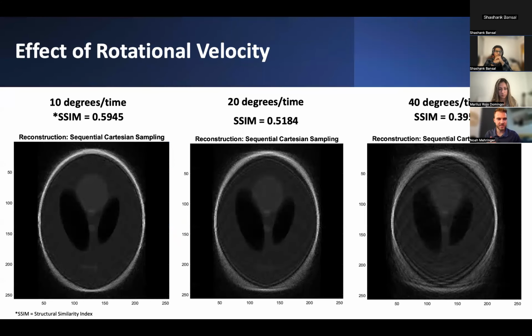And then additionally, we tested the effect of different rotational velocity. On the left here, we have a phantom rotating at 10 degrees per unit time, going all the way to 40 degrees per unit time. And you can see pretty clearly that the degree of blurring increases with increased velocity. For a quantitative metric, we calculated the structural similarity index between the moving image and the still image to get a sense of how similar the images are. And you can see that that decreases with increasing velocity as well.